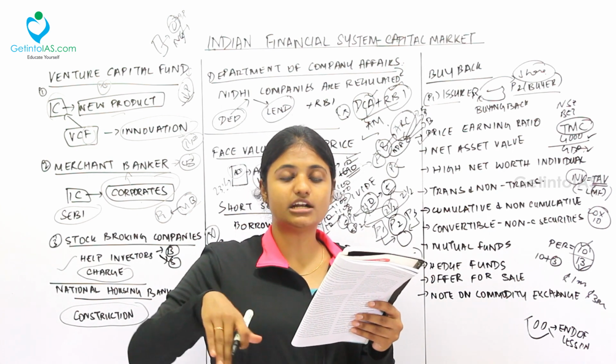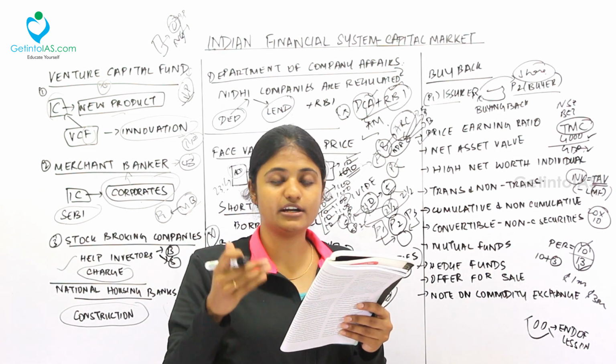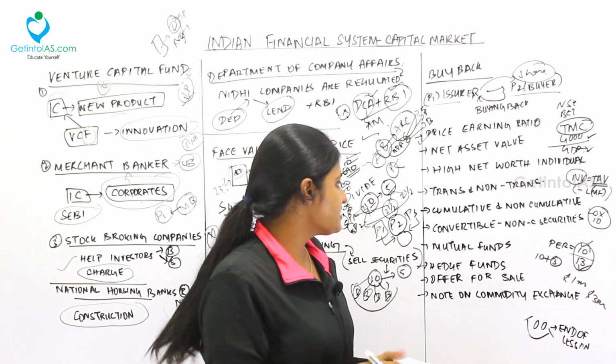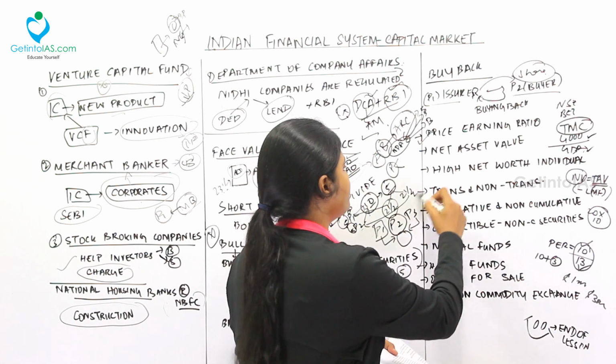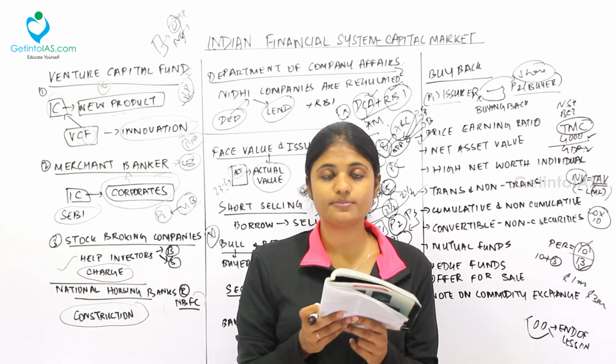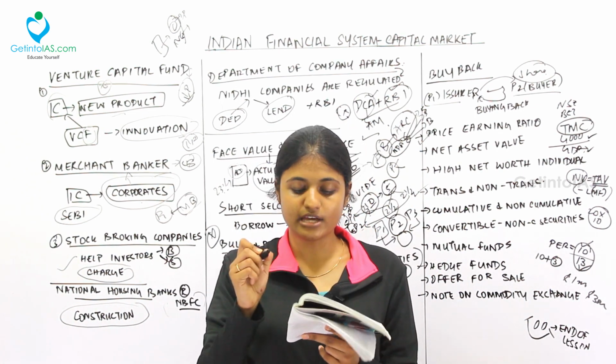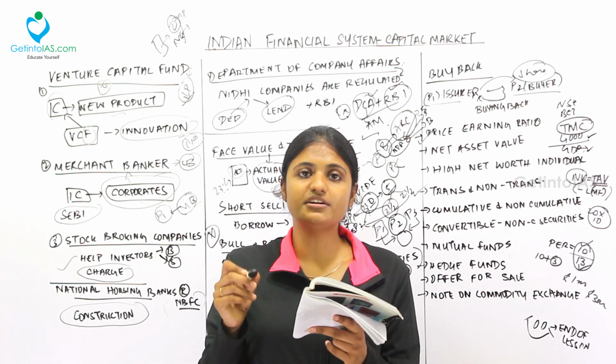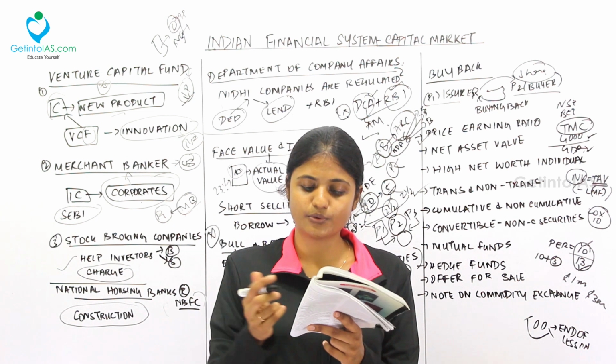So, those who do not have a net worth of more than $30 million are called ultra high net worth individuals. Next, transferable and non-transferable. We already dealt with this. See, securities are of two types. One is transferable, another is non-transferable. The term non-transferable means you can't transfer it to anyone.